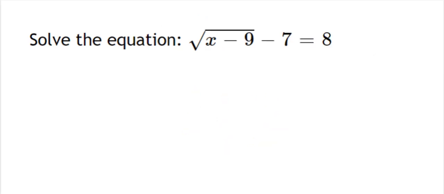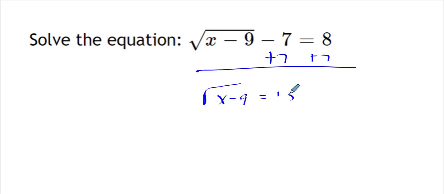All right, let's look at this one. So hit pause now to see if you can work it, and then resume after you get done working it, or as far as you can go. Okay, so hit pause now. Okay, now that you are comparing your work to mine, is the radical isolated? And the answer to that is no. So we have to move this 7 over to the other side. It's going to give me the square root of x minus 9 is equal to 15.